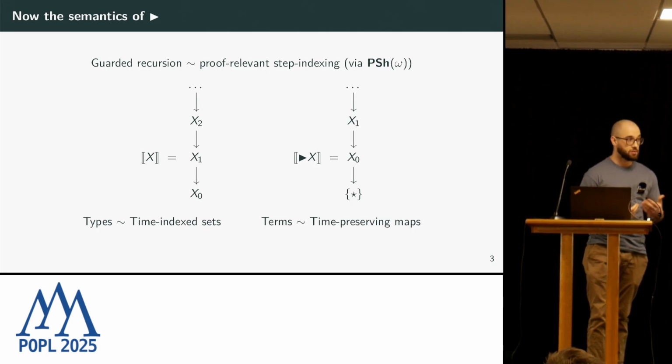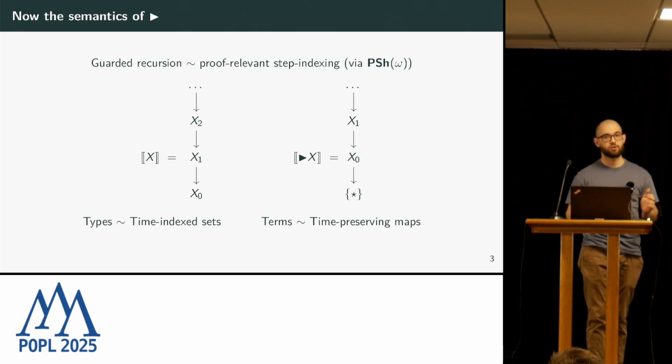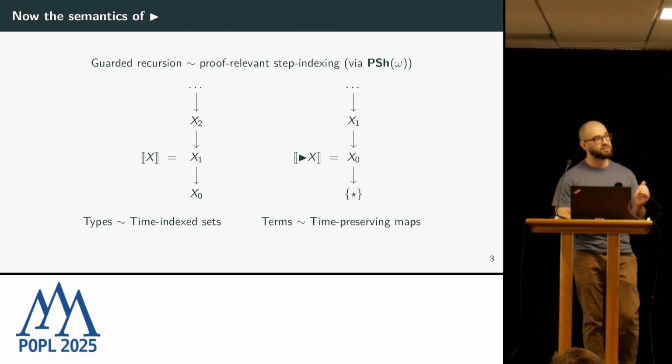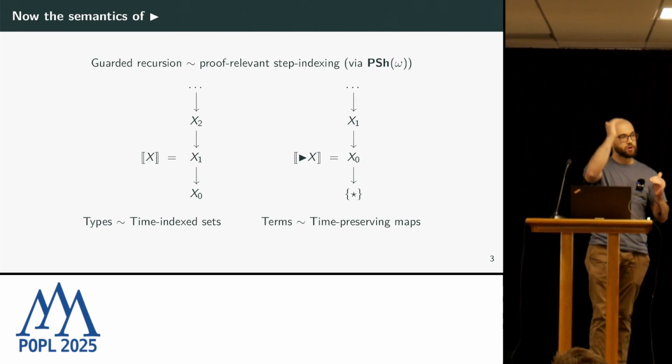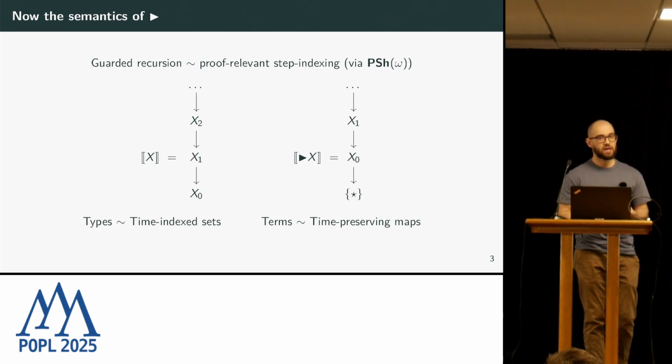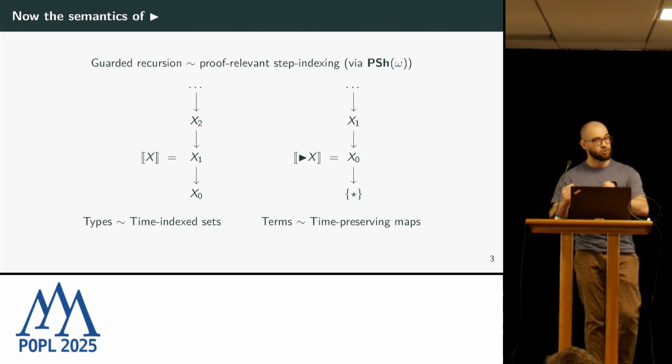This is done using a presheaf model of type theory in presheaves on omega. But if this is not such a comfortable concept, then you can think of types as being families of sets indexed by the natural numbers. And we want to think of them as flowing towards zero, with time evolving towards zero, counting down. The idea is that you don't have a value of x, you have a value of x at stage n.